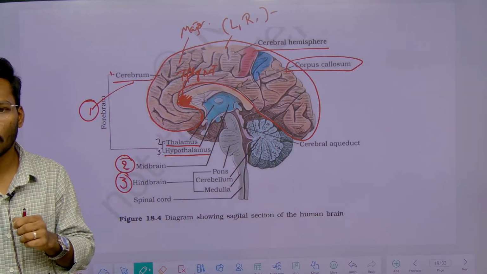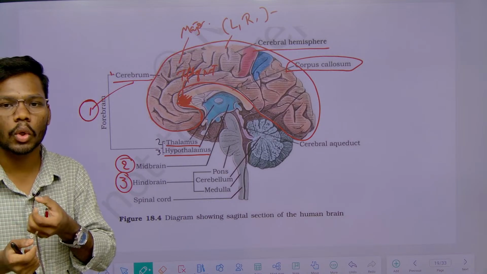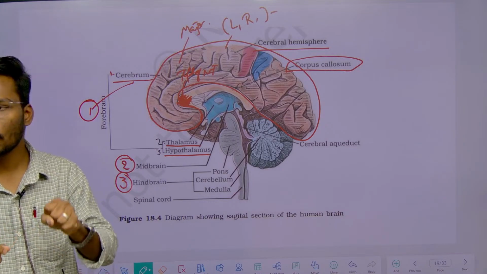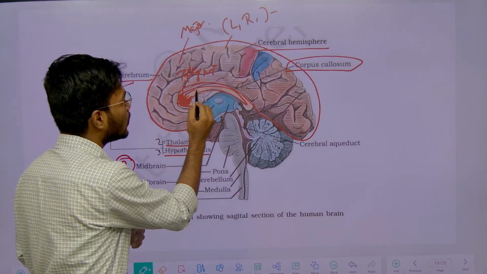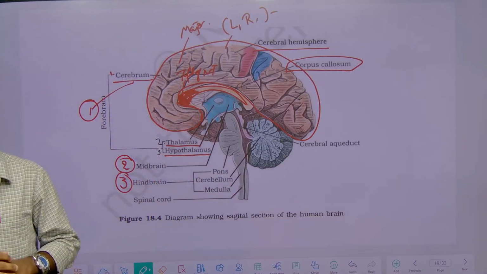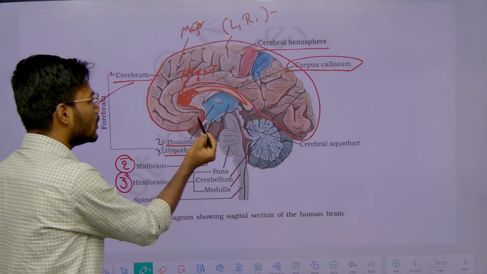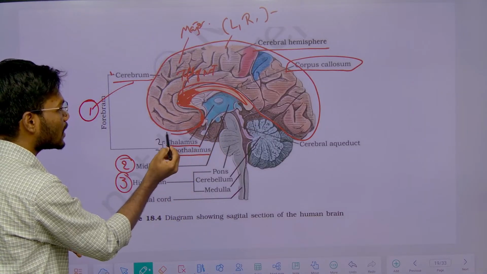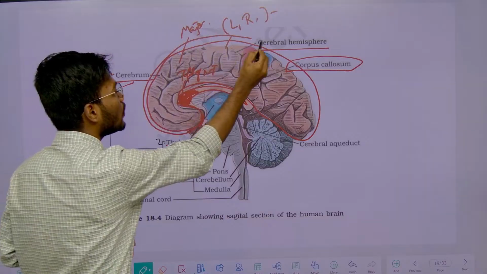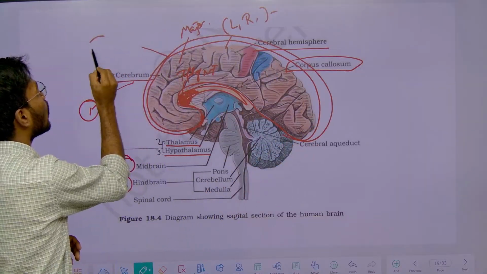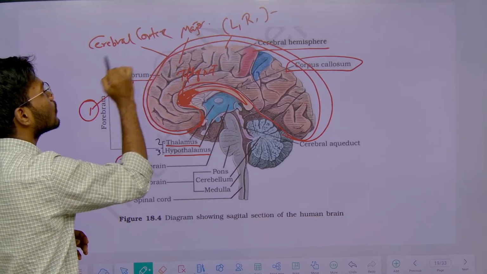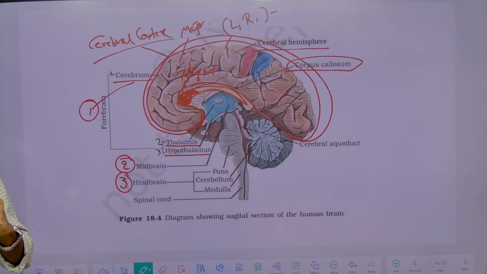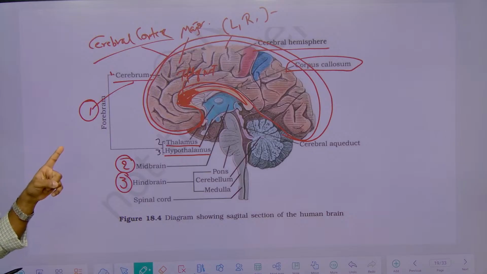It is a tract or tuft of nerve fibers, also called a group of nerve fibers, which connects the left hemisphere to the right hemisphere. That is present in this region, and this is called what? Corpus callosum, right? And this cerebrum is covered by a layer of cells which is called what? Cerebral cortex.